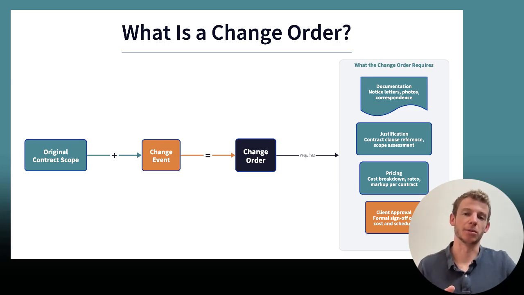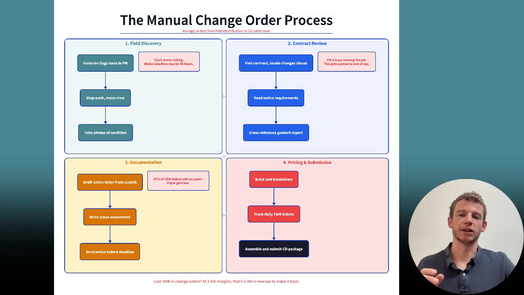Here's the problem. They're often poorly documented, poorly tracked, and sometimes just flat out missed, and that's just because things are so busy. A change happens on site, the team is busy, the paperwork doesn't get done, and weeks later you're trying to recover costs you never formally notified on. And that often leads to lost revenue. So first, let's take a look at the current workflow, and then I'll run through that and we can take a look at how AI can help do a lot of the heavy lifting.